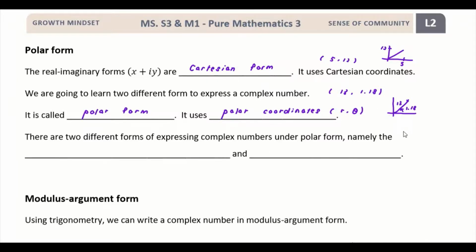So by using the polar form, the polar coordinates, we will have two different forms of expressing a complex number. The first one we call the modulus argument form. In this form, I do not have anything about the real part and the imaginary part anymore. I'm going to use the modulus and also the argument. The other form is called the exponential form. We are going to look at these forms one by one, so first we start with the modulus argument form.